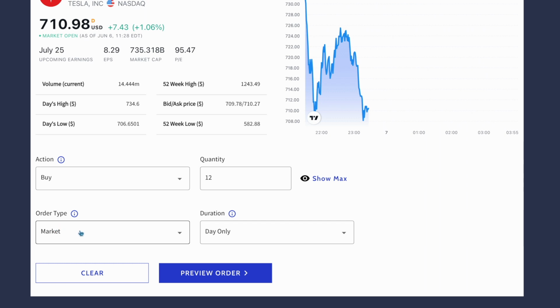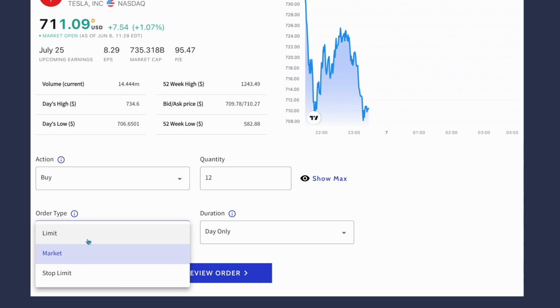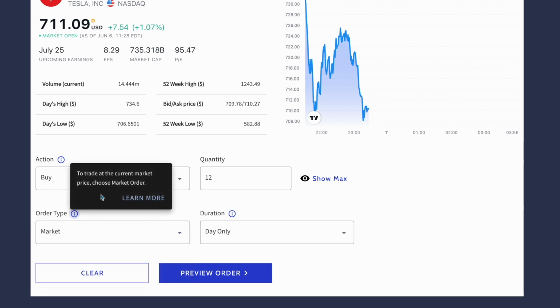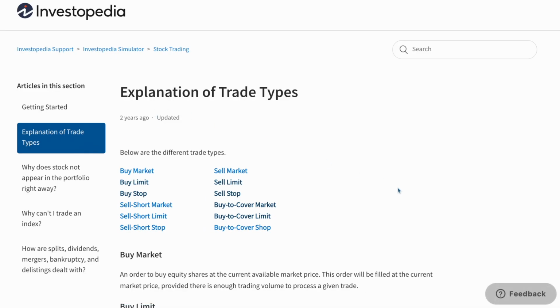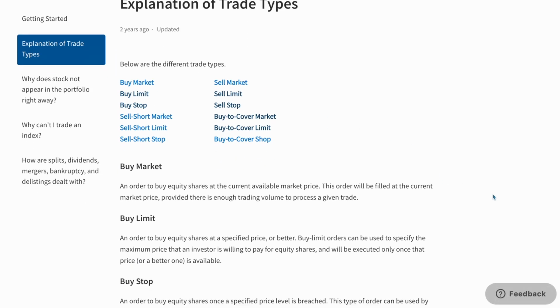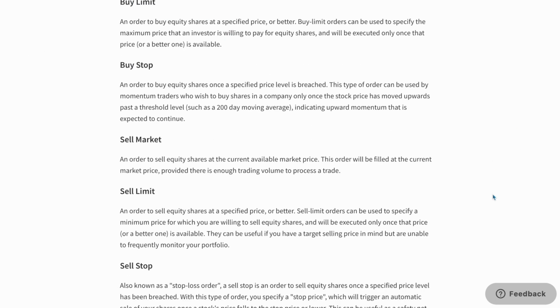After that, we have order type. This gives you the options limit, market, and stop limit. Again, I will show Investopedia's explanation for this. Feel free to pause the video if you want.